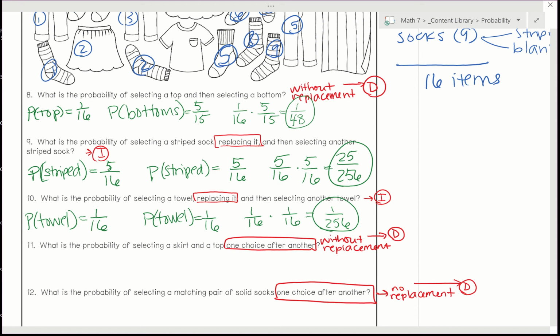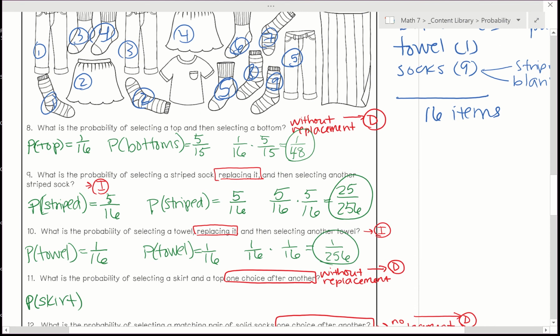All right. What is the probability of selecting a skirt and a top, one choice after the other? That's without replacement. So the probability of a skirt is, let's see, we have 2 out of 16. The probability of a top, now since we're not replacing it, our denominator is no longer 16, it's 15. I have chosen, let's say, this skirt. Okay, so now the probability of a top is I have 1 top out of 15.